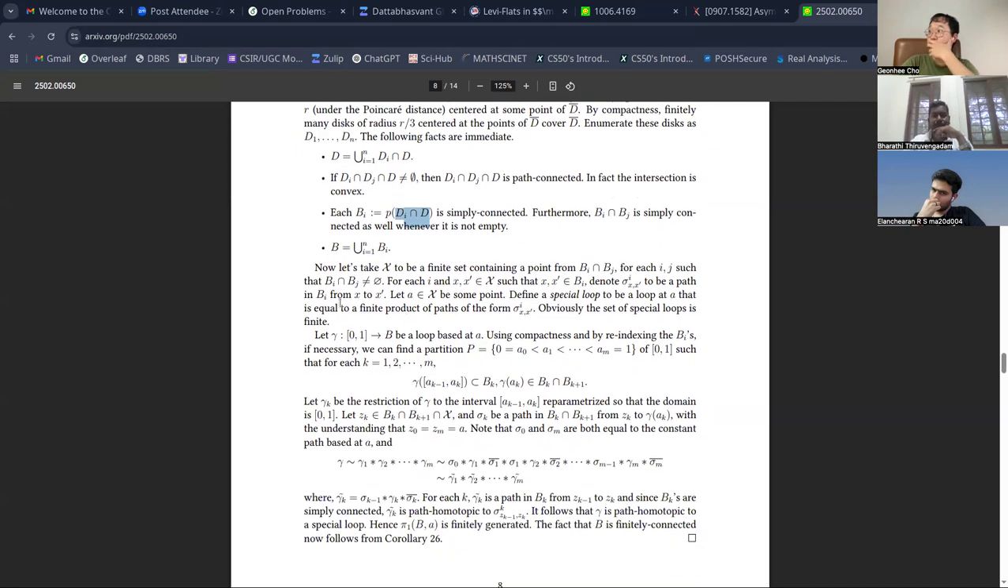Then the rest of the proof follows from the Van Kampen theorem.